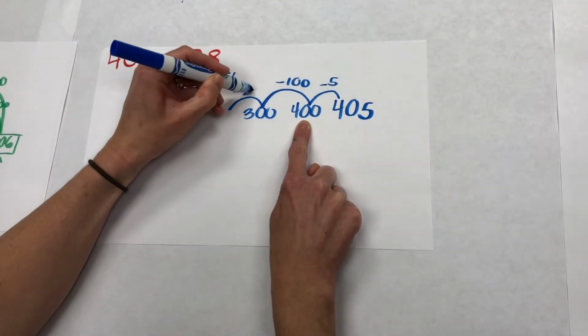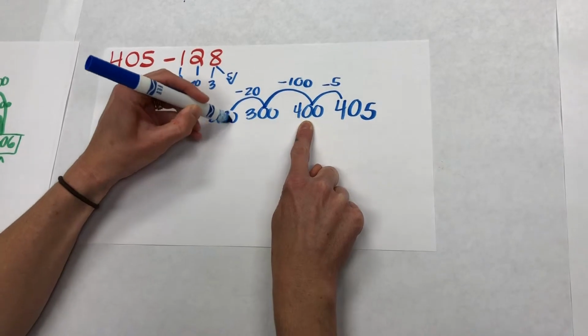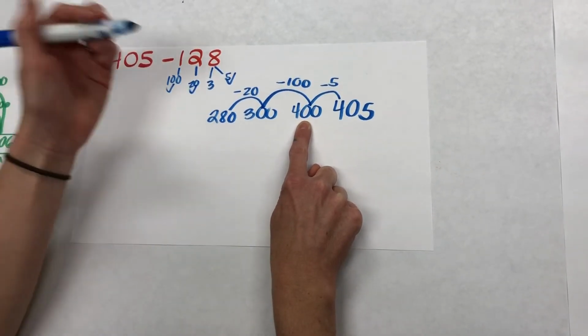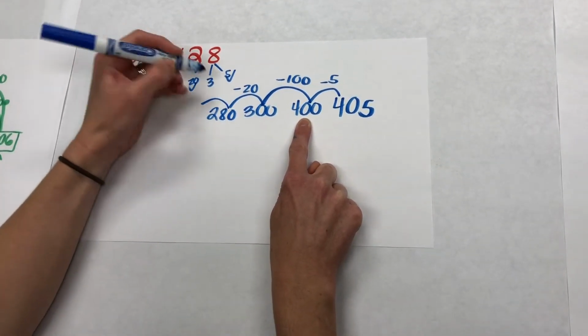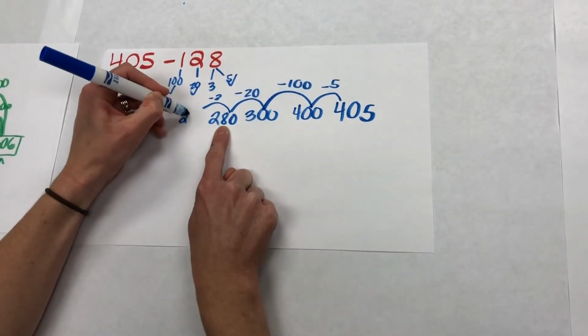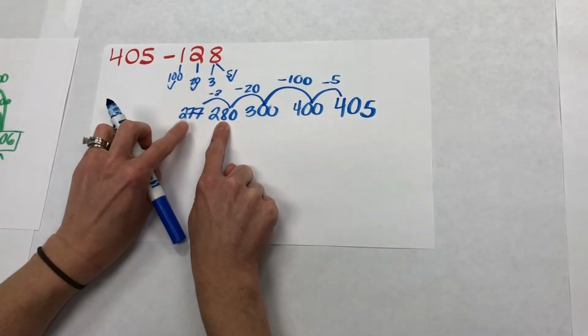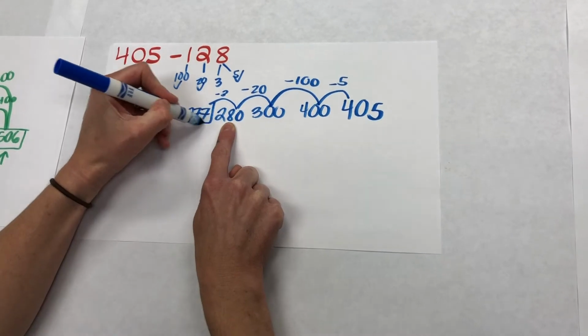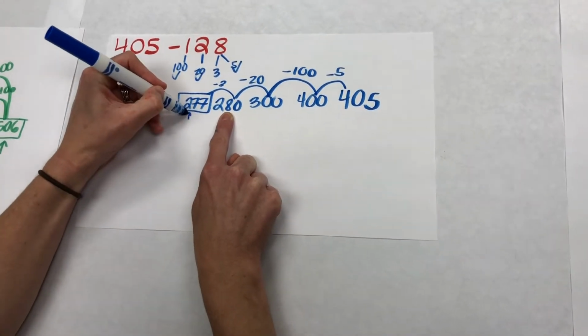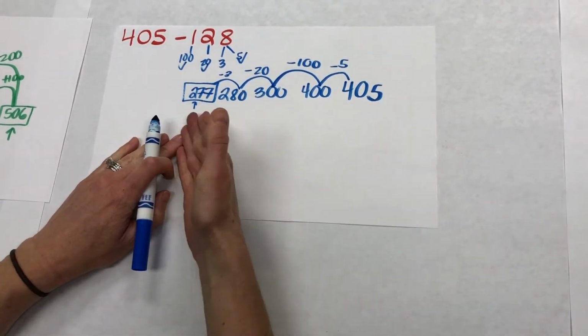I'll go ahead and go back my 20, which gets me to 280. And then I have left to go back the 3 that I had decomposed from the 8. So if I count back 3, this would end me at 277. So this would be my difference because I chose to count back.